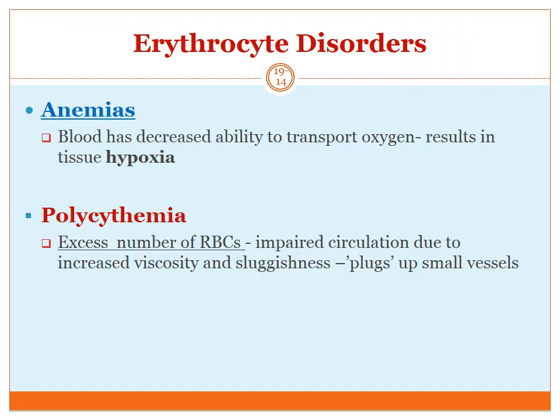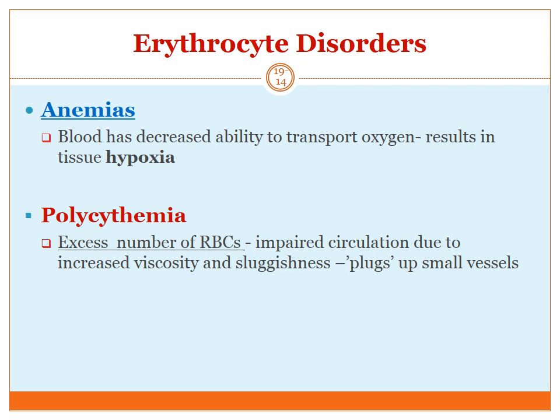We already discussed anemias briefly. You'll do much more detail on different types of anemias in the pathology courses that you'll be taking. But generally, anemia refers to the decreased ability of blood to transport oxygen. And there are many, many different causes of anemia. So this results in a state of tissue hypoxia. So hypoxia refers to a condition where there's not enough oxygen available.